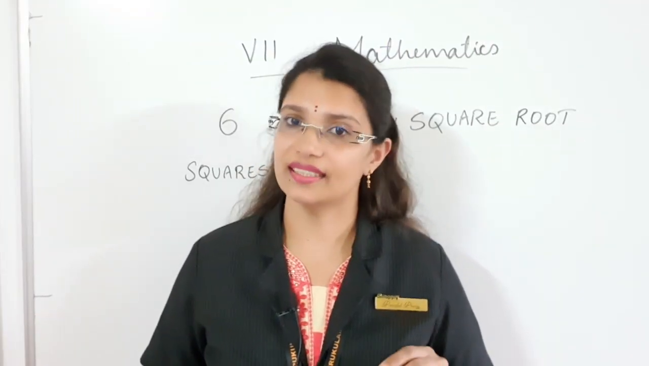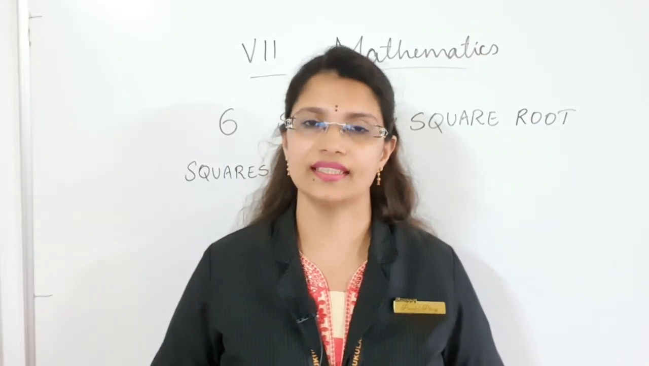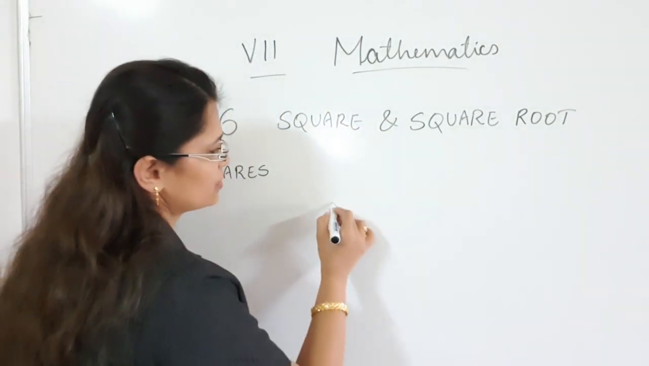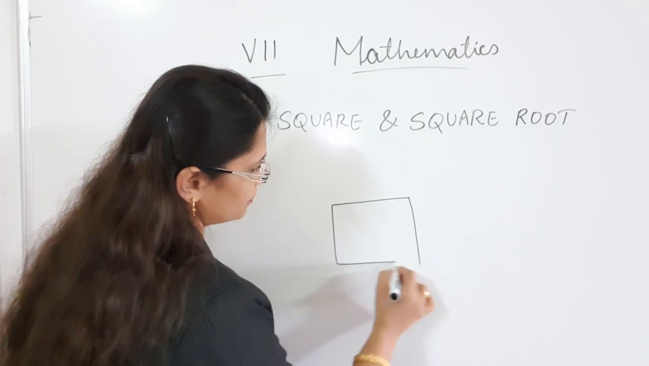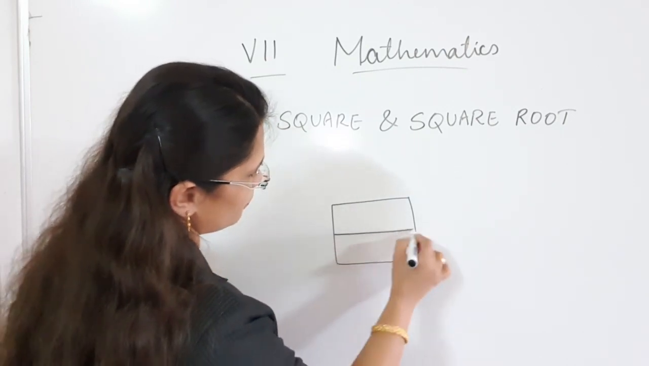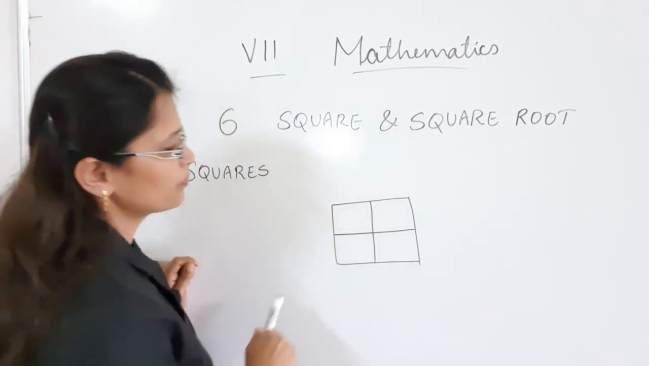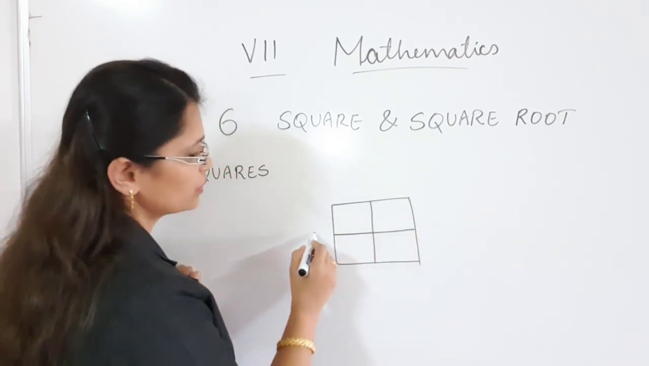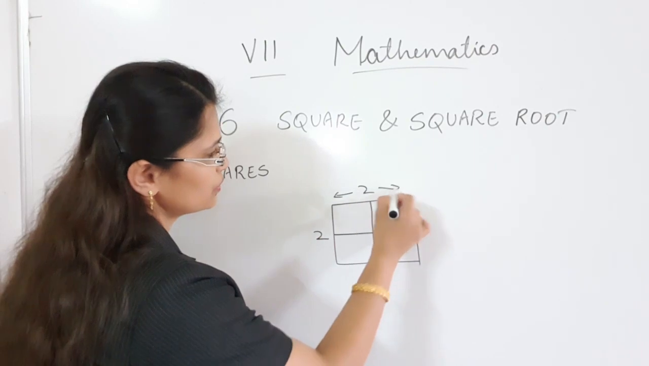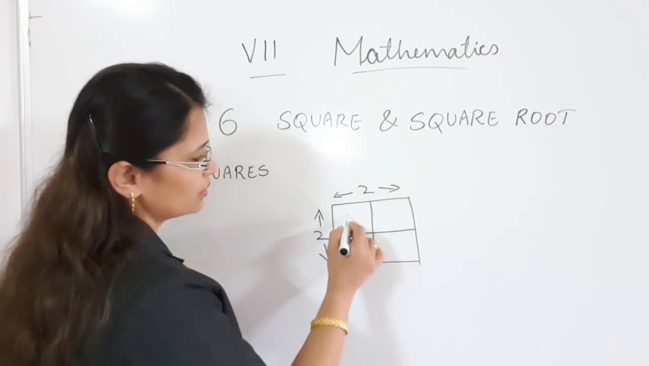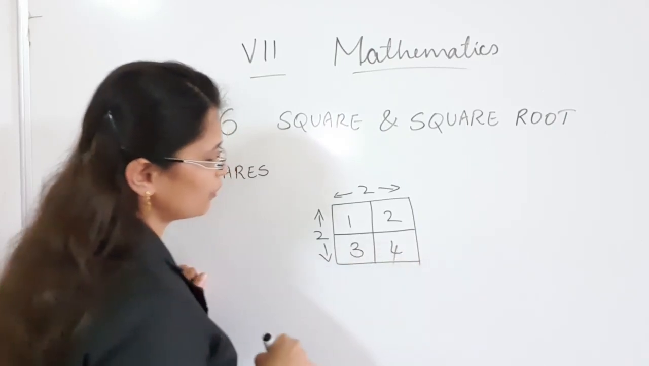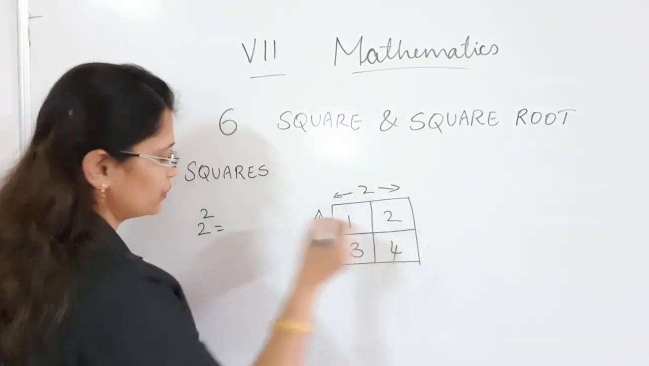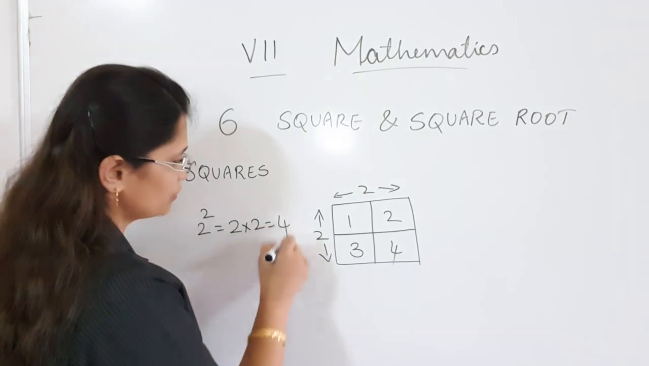Children, today we are going to learn a new chapter, that is chapter number 6, square and square root. What are these squares? This is a square, right? See, how many squares are there? 4, right? 2 rows and 2 columns. So 1, 2, 3, 4. So 2 square is equal to 2 rows and 2 columns. 2 into 2 is equal to 4.